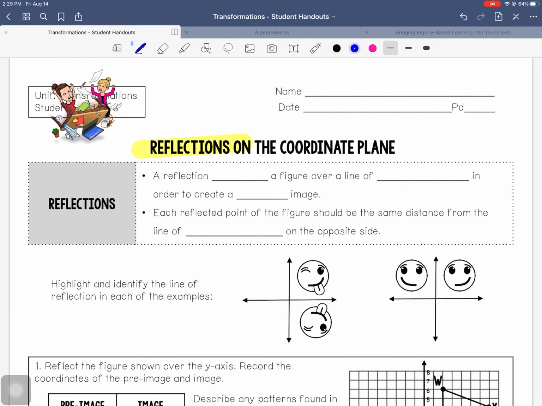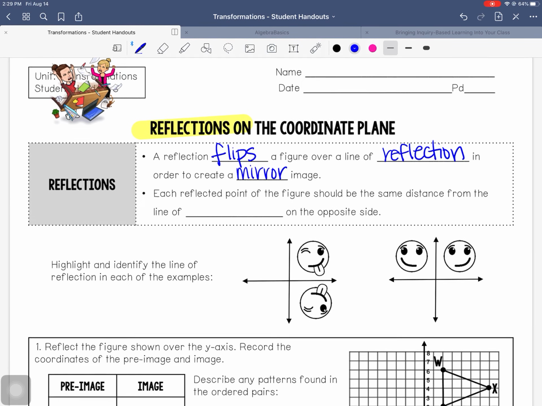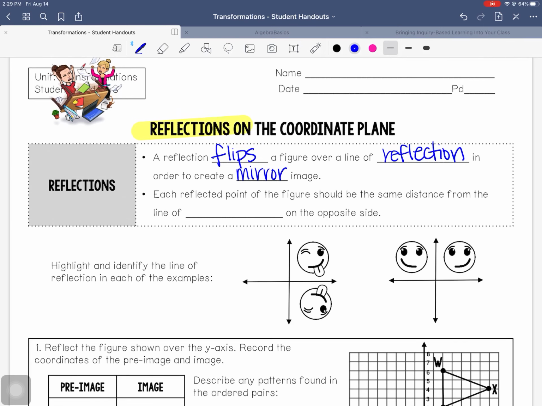All right, a reflection. A reflection flips a figure over a line of reflection in order to create a mirror image. Each reflected point of the figure should be the same distance from the line of reflection on the opposite side. This would be a good place to press pause and to write these notes down.